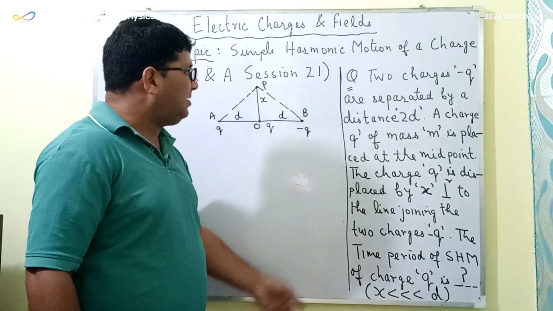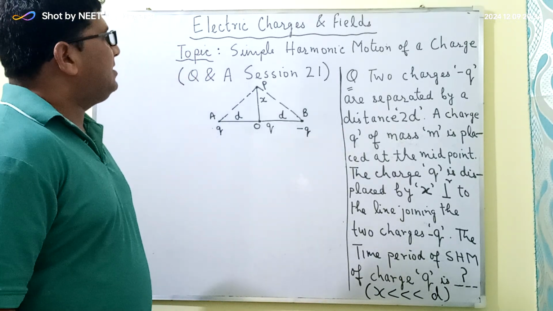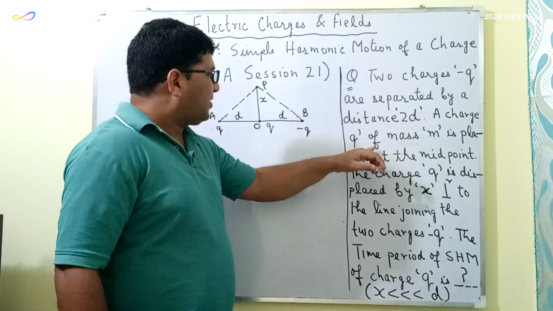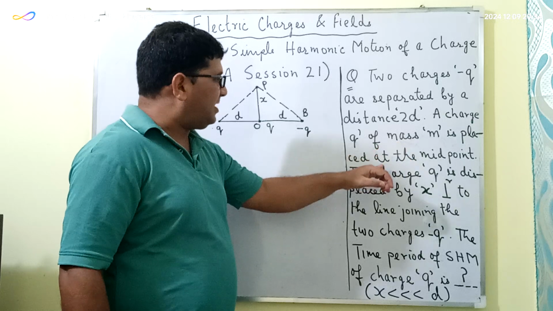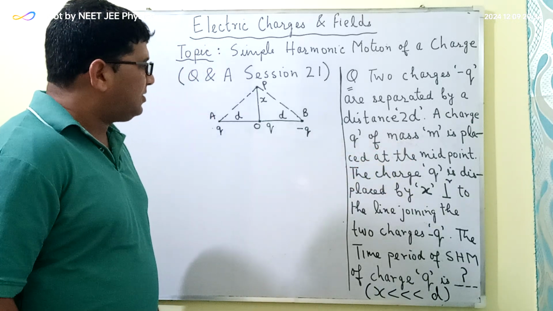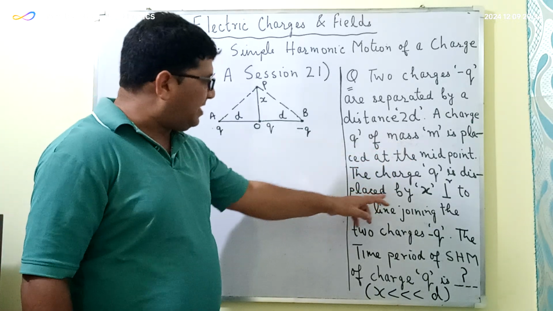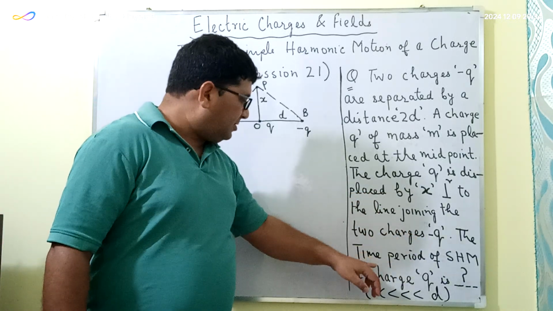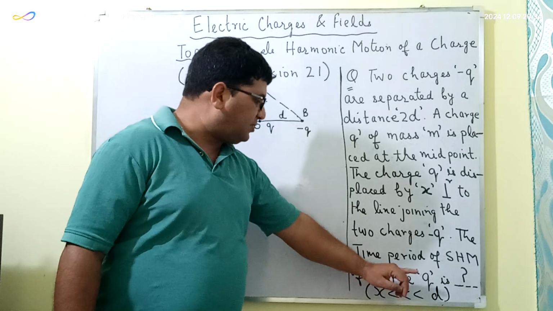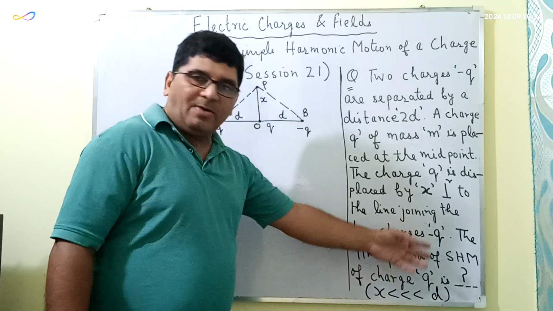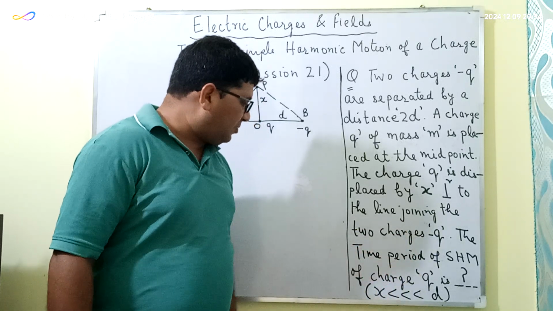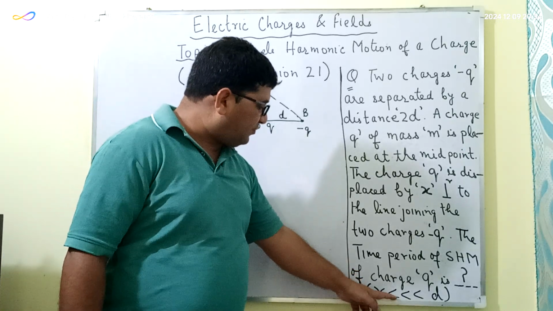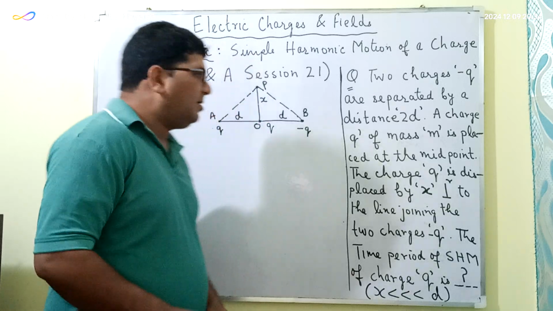from NCERT exemplar, and the question is: two charges minus q are separated by a distance 2d. A charge q of mass m is placed at the midpoint. A charge q is displaced by x perpendicular to the line joining the two charges minus q. The time period of the simple harmonic motion of the charge q is, we have to find the time period of the simple harmonic motion of the charge q, and here the displacement is very less in comparison to d.